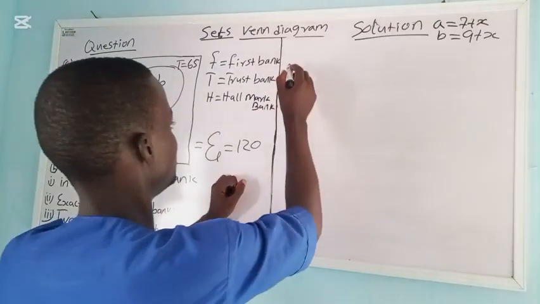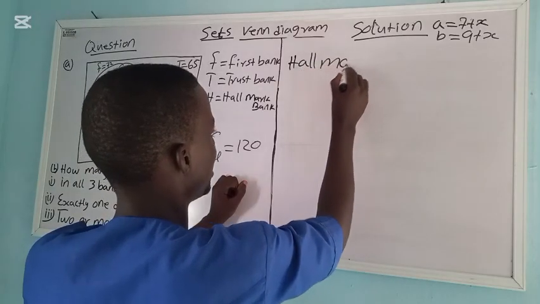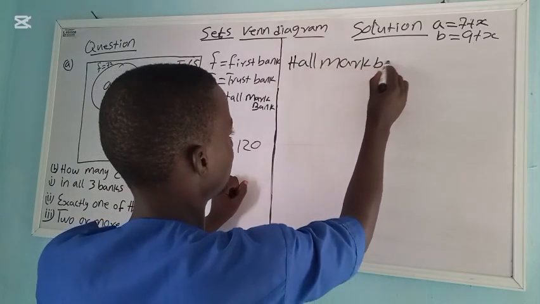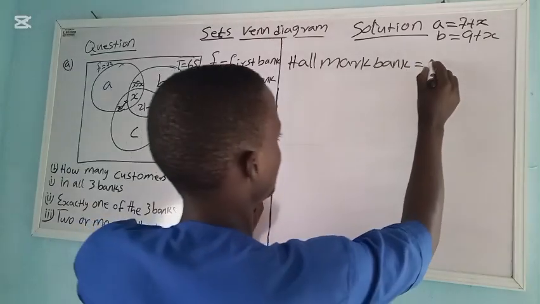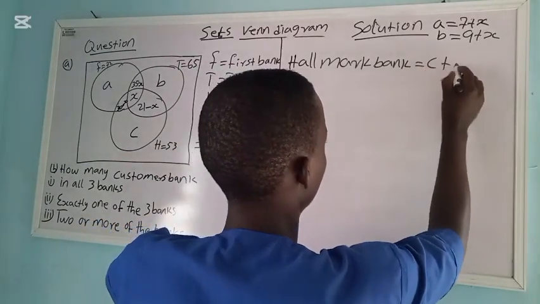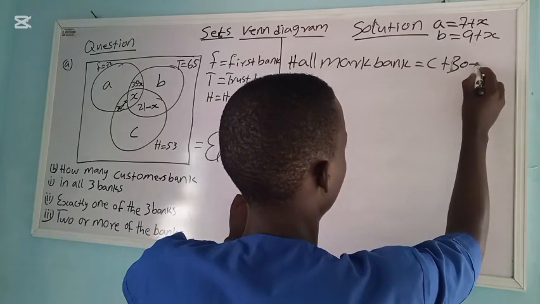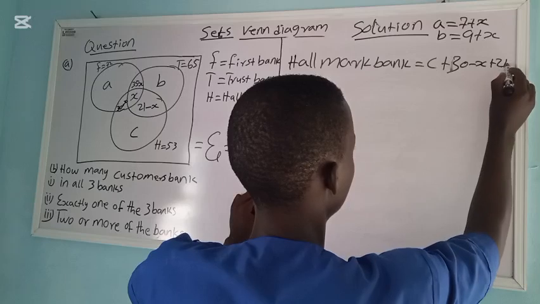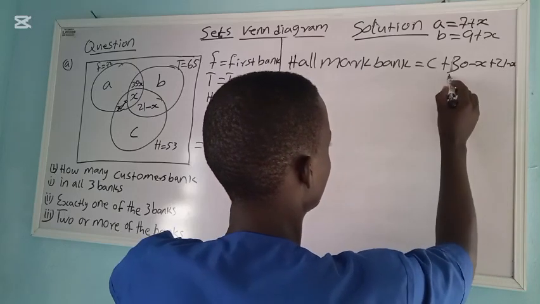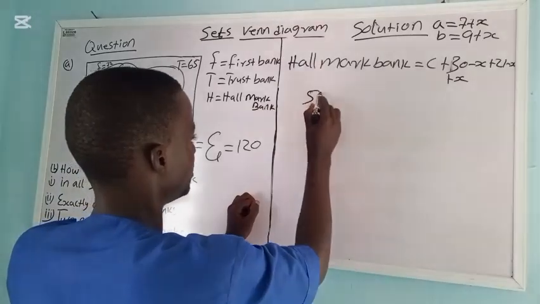So now let's go to C, which is Hallmark Bank. Hallmark Bank equals C plus 30 minus x plus 21 minus x plus x. So this number is 53.